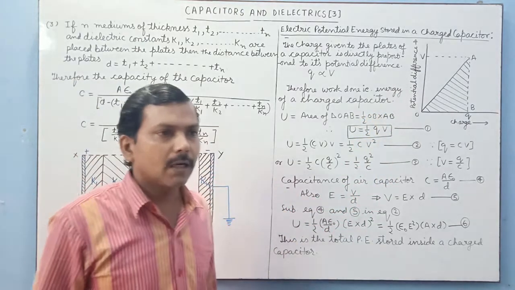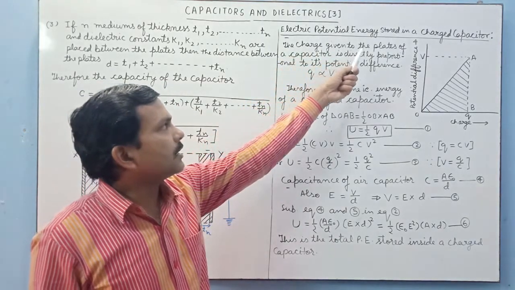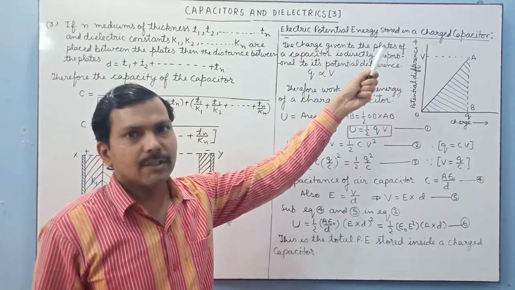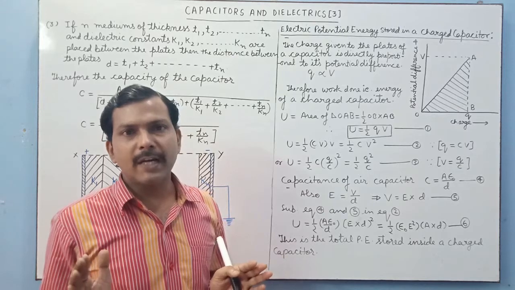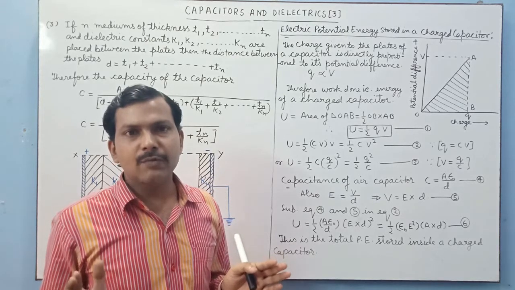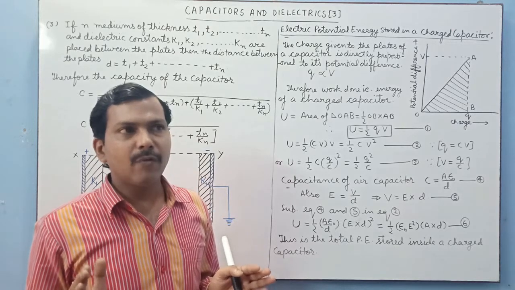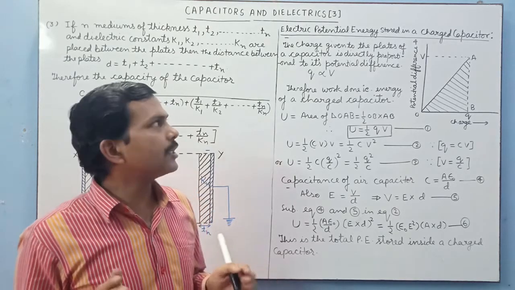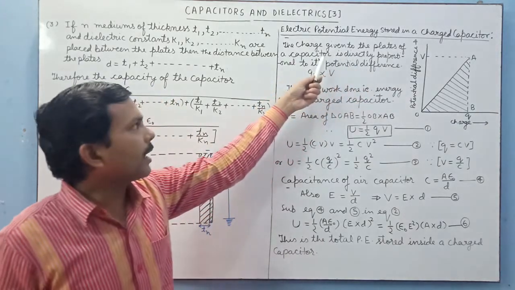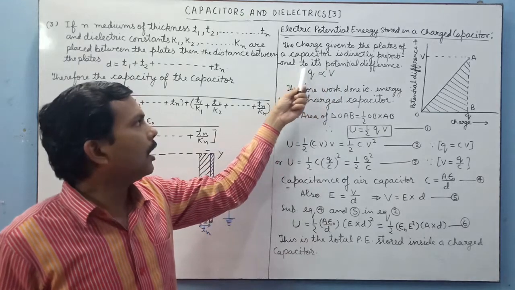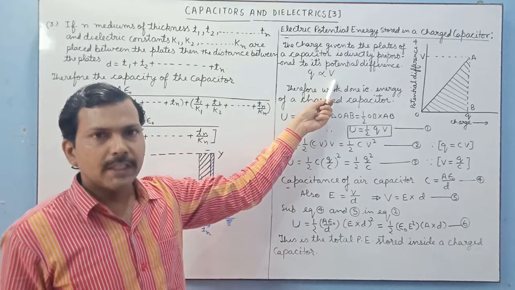Now we come to our next topic, which is electric potential energy stored in a charged capacitor. When a capacitor is charged, work is done. This work is stored between the plates of the capacitor in the form of electrical potential energy. We know that charge given to the plates of a capacitor is directly proportional to its potential difference, meaning Q is directly proportional to V.